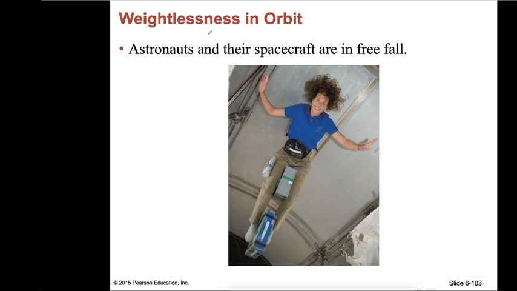So in orbit, the satellite or the object is in a free fall motion. So the astronauts and their spacecraft are in free fall.